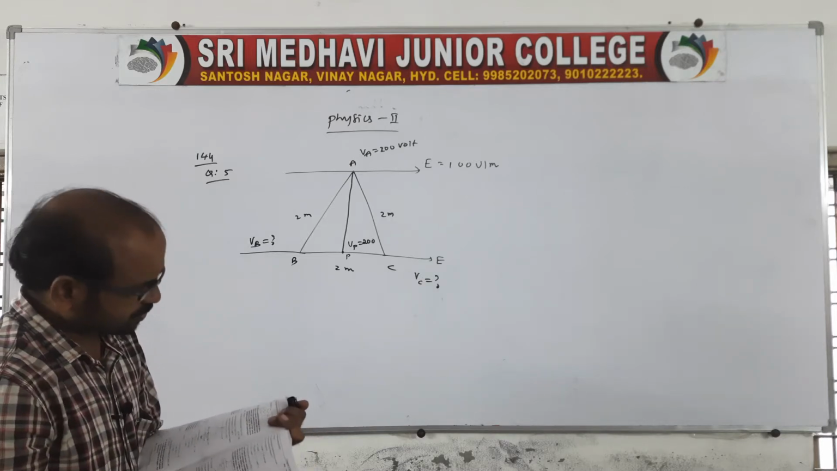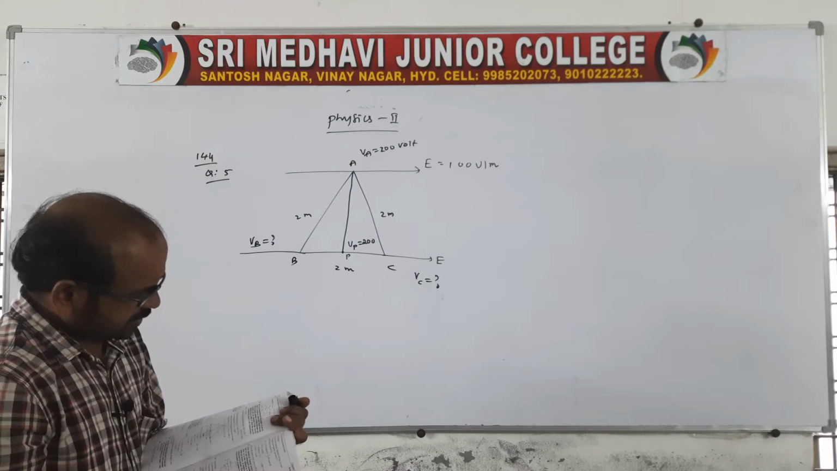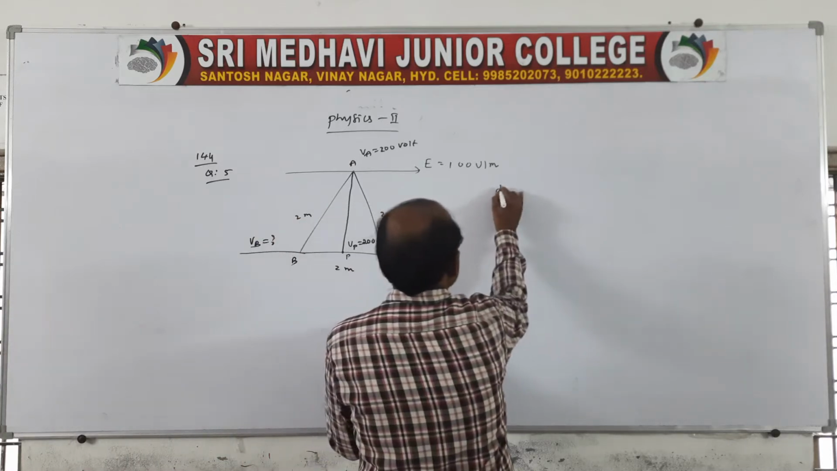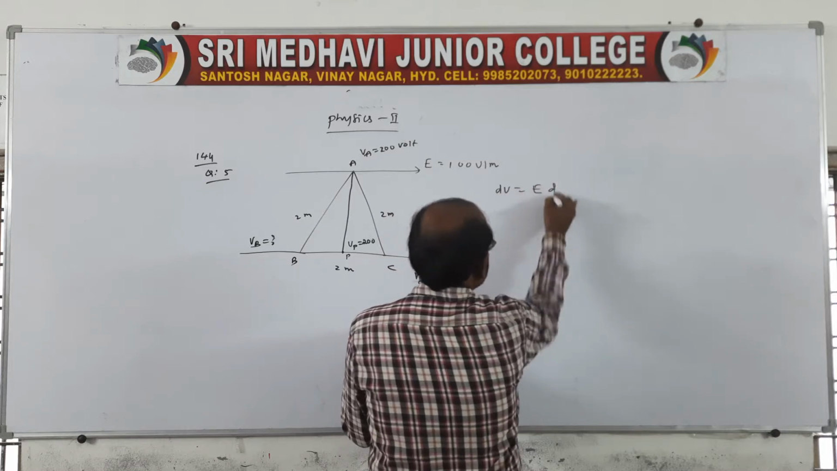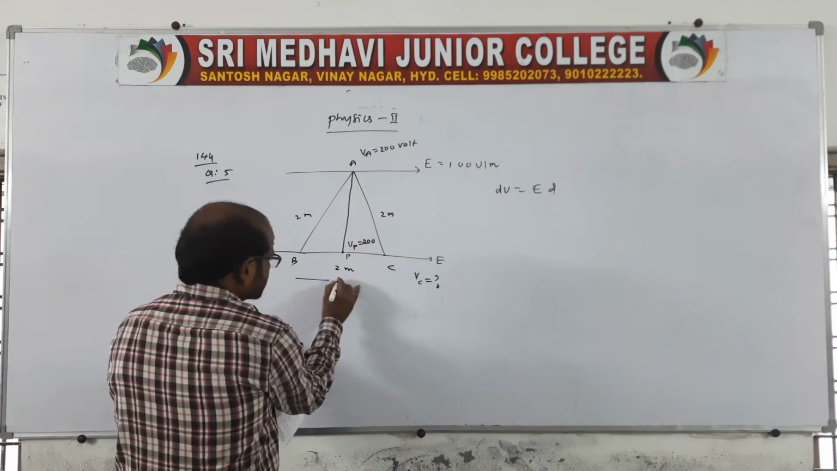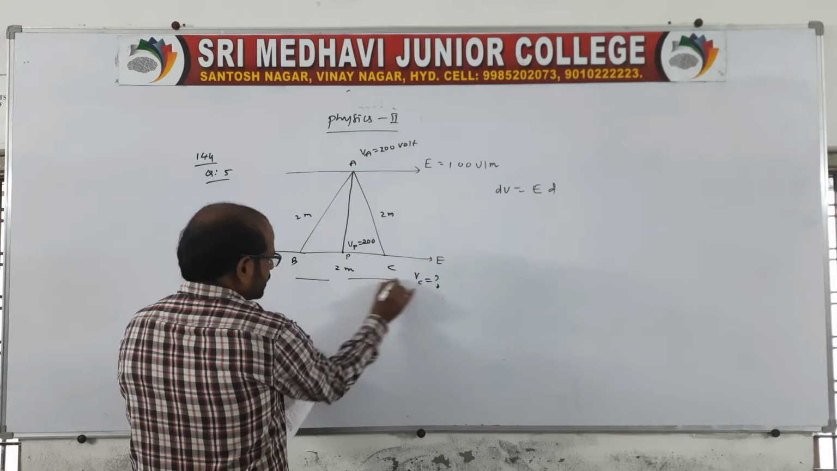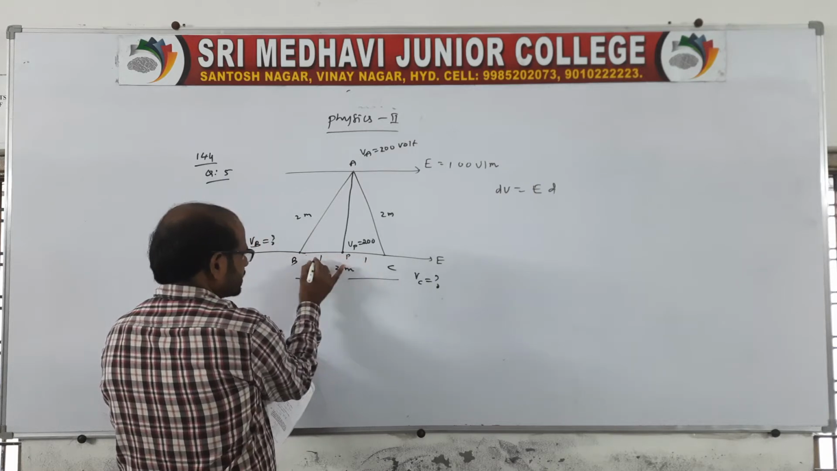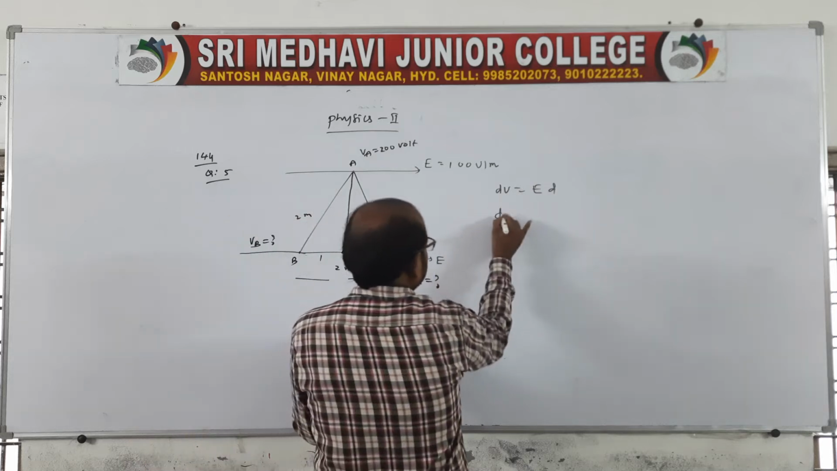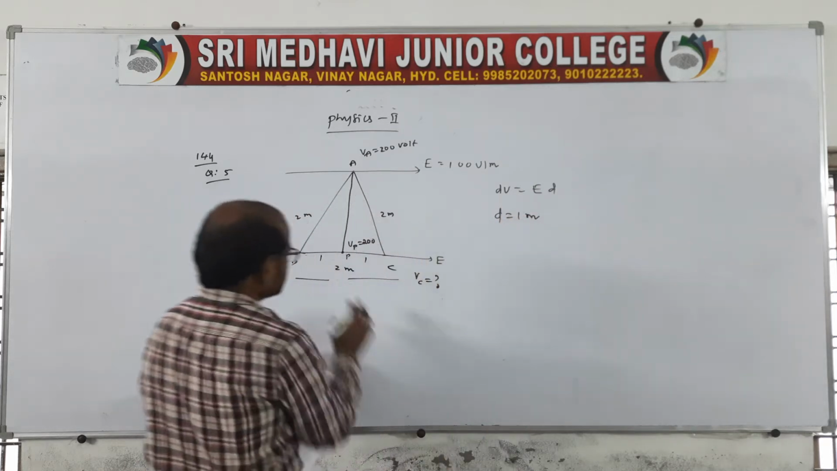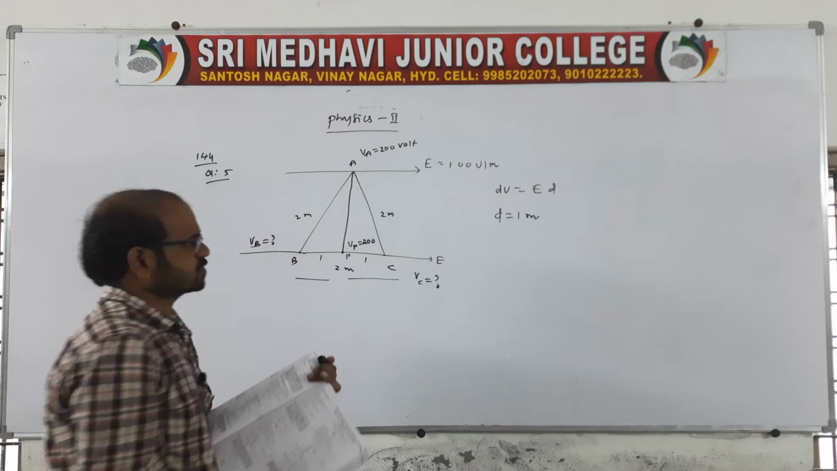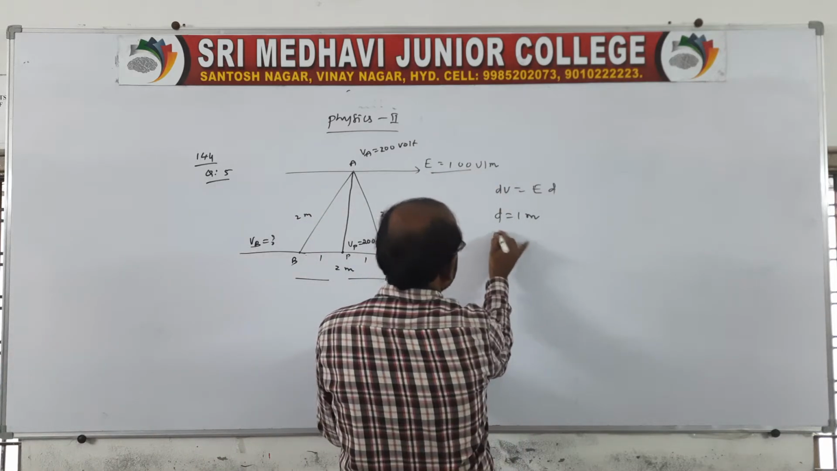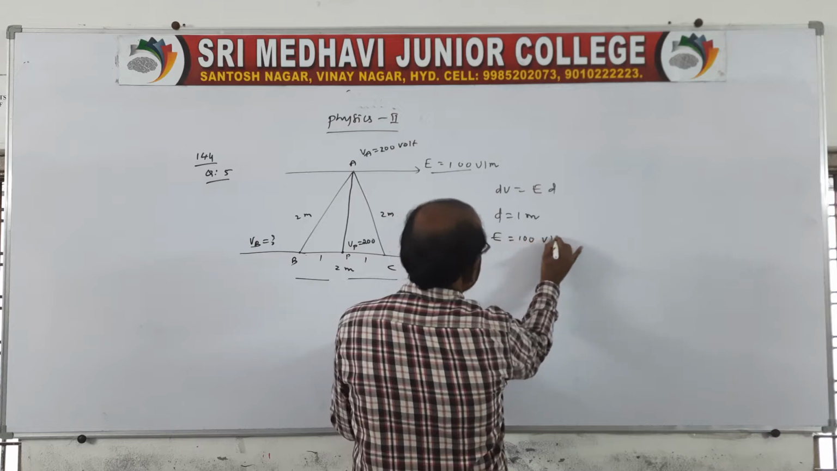Before that we should know the distance, because the relation is dV is equal to E into d. The total side is given as 2, so this is 1 meter and this is 1 meter. The distance d between these points is 1 meter, as well as between these two points. E is given as 100 volt per meter.